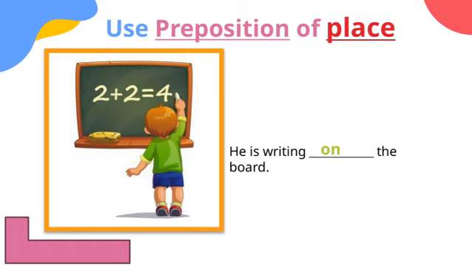He is writing on the board. Now, this is a great example to review prepositions of place. When we say on, we're indicating that something is positioned above a surface and in contact with it. So, in this case, the person is placing the writing directly on the board's surface.